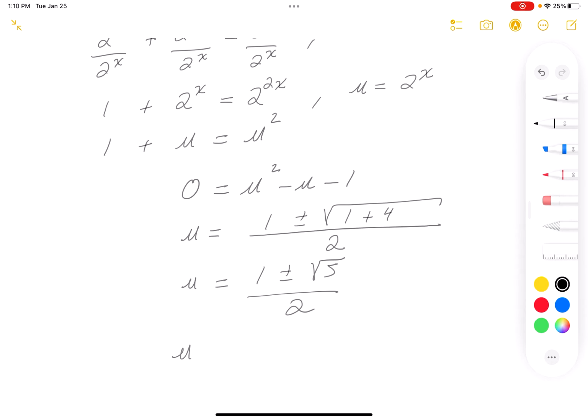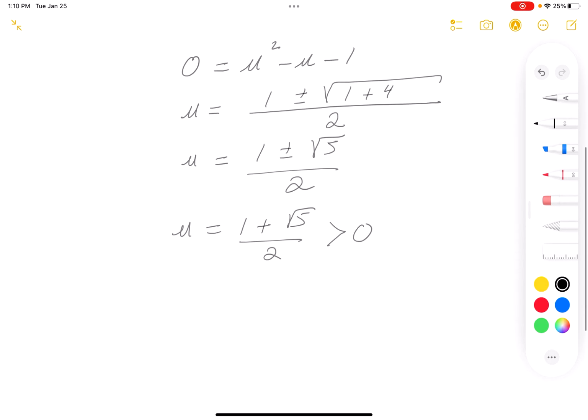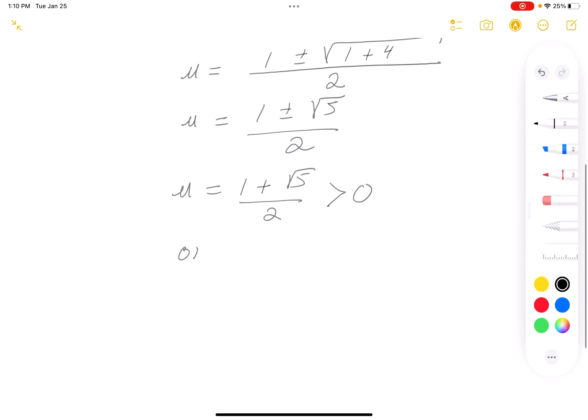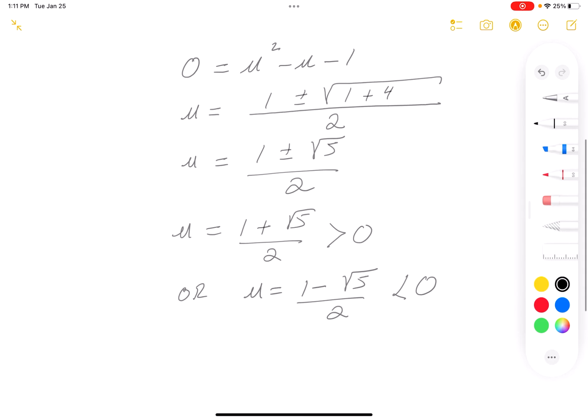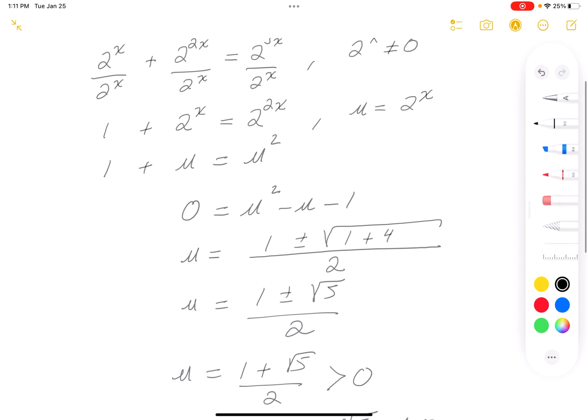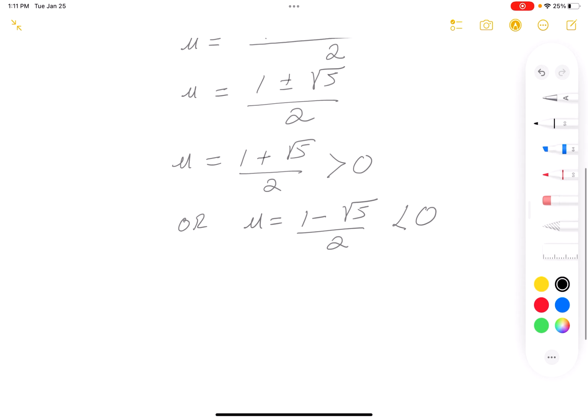There are 2 answers here. u is equal to 1 plus root 5 over 2, which is a positive number. And the other answer, write this down next to it, or u is equal to 1 minus root 5 over 2. No need for a calculator. This is clearly a negative number. Now, what do I know? I know that u is equal to 2 to the x, and if I'm in the real number system, 2 to the x is a positive number. So this one over here is extraneous. I'm going to cross it off.